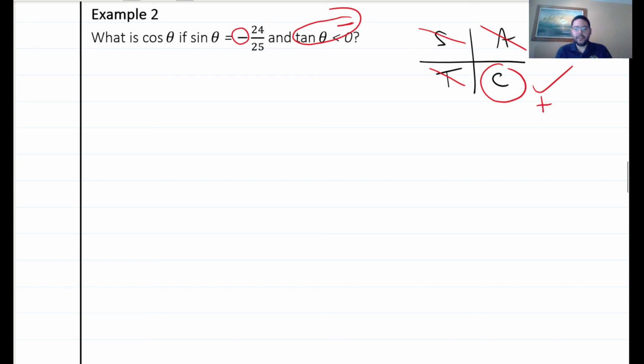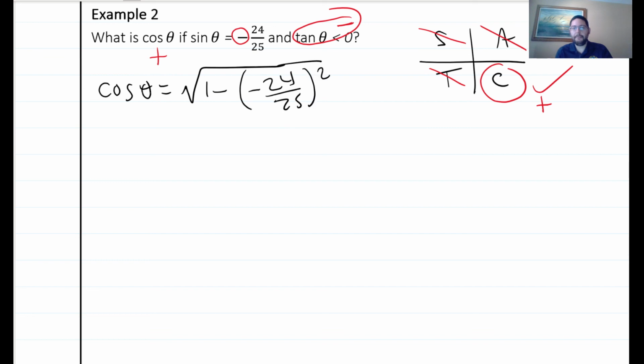So we know that cosine is going to be positive, and we're going to use the formula for cosine. It's going to be positive square root of 1 minus, now let's plug in for sine. Sine is negative 24 over 25, and we're going to square that. So now we have square root of 1 minus, we have to do 24 times 24. Let's do that real quick: 576 over 625.